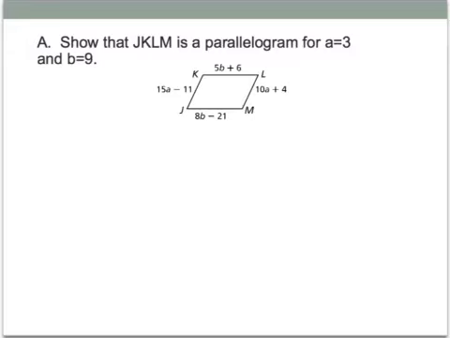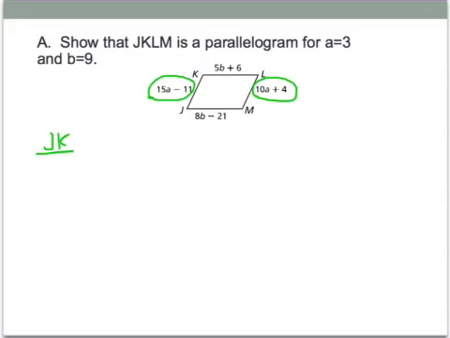Now, in order to do our practice problems, we're going to apply those same 4 conditions that we just wrote down. A says, show that JKLM is a parallelogram for when A is 3 and B is 9. Well, in order to do that, look to see where A is. And A is a variable on opposite sides. So if JKLM is a parallelogram, then that means that opposite sides should be parallel. And let's see if we get the same length.